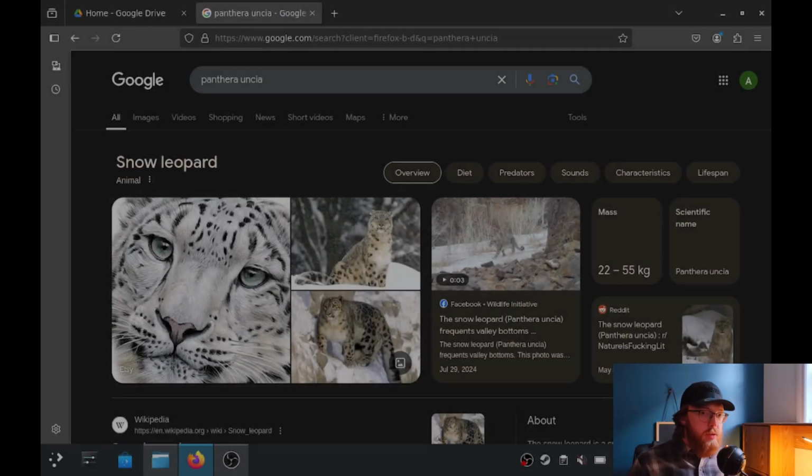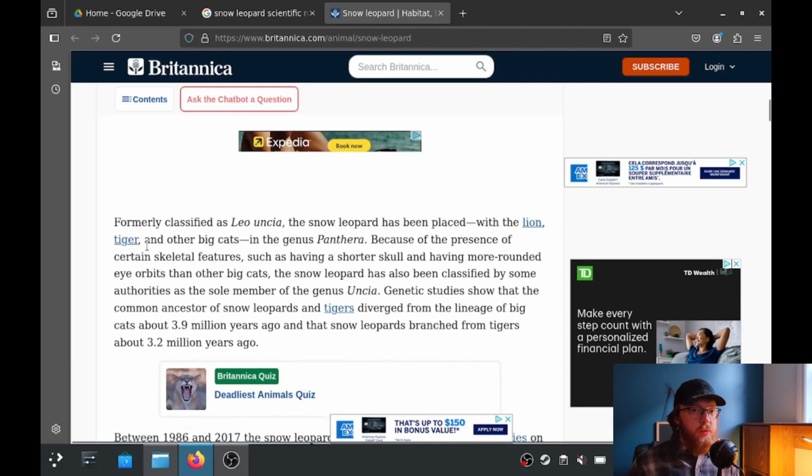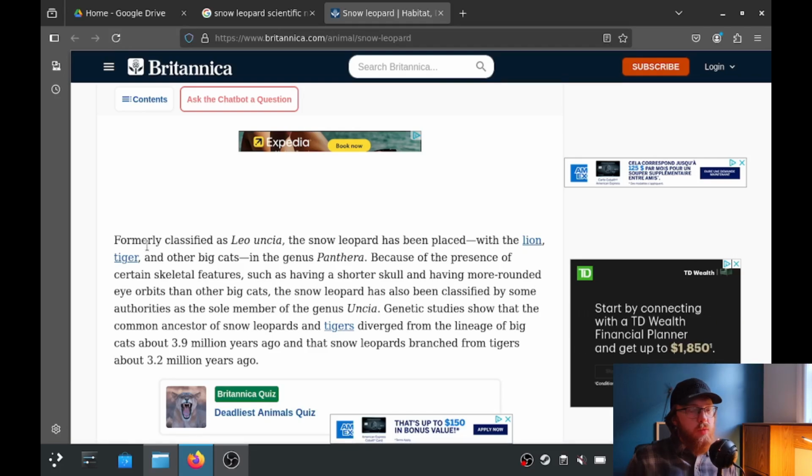Now, what about this panther I mentioned before? Well, the Panthera uncia is the snow leopard. It has gone by two other names, as far as I can tell: Leo uncia, which is the once panther, and Uncia, which is the once. So Panthera uncia, the once panther, Leo uncia, the once lion, and Uncia, once.